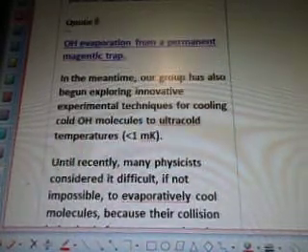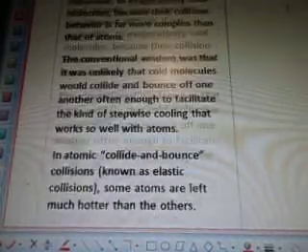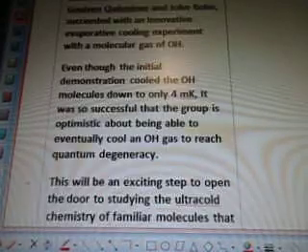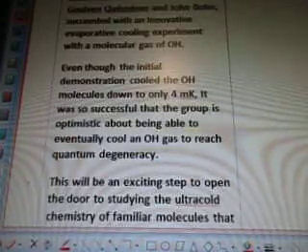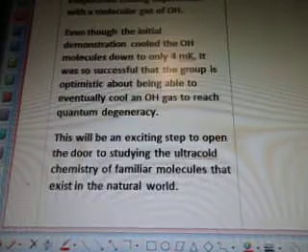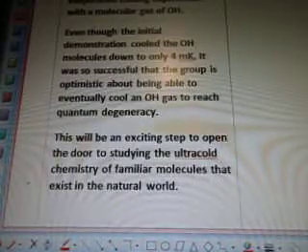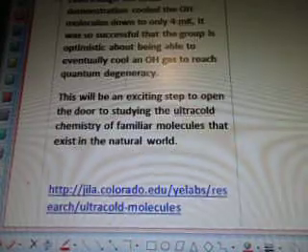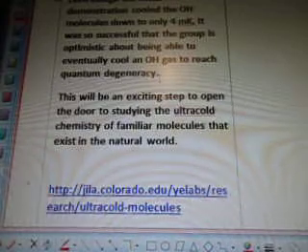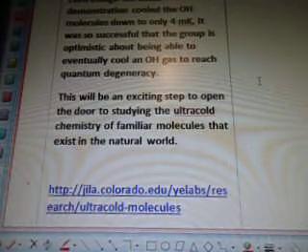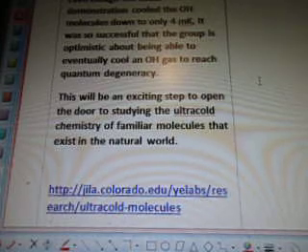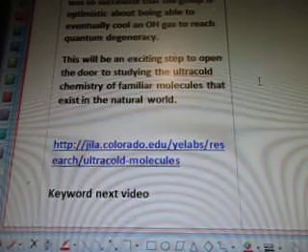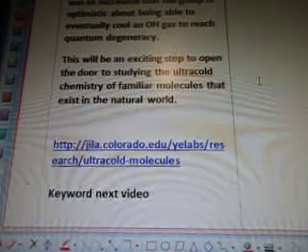Quote from blog. Go back to quote from blog. Okay, so we're back down here. So even though the initial demonstration cooled the OH molecules down to only 4 mK, it was so successful that the group is optimistic about being able to eventually cool an OH gas to reach quantum degeneracy. We'll cover quantum degeneracy in the future. There's formulas for it too. This will be an exciting step to open the door to studying the ultra-cold chemistry of familiar molecules that exist in the natural world. And that's from the website gila.colorado.edu.